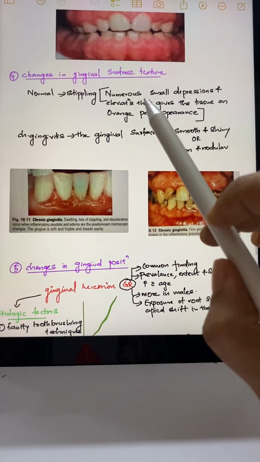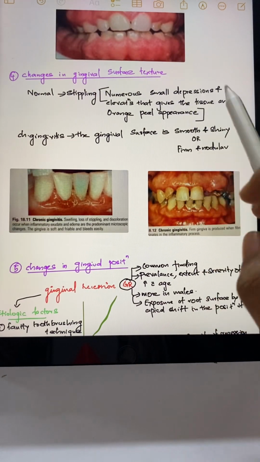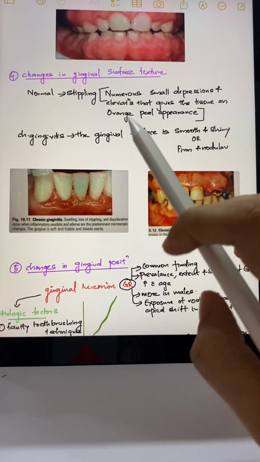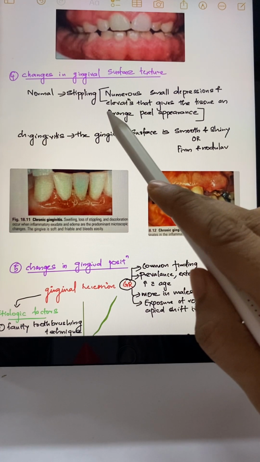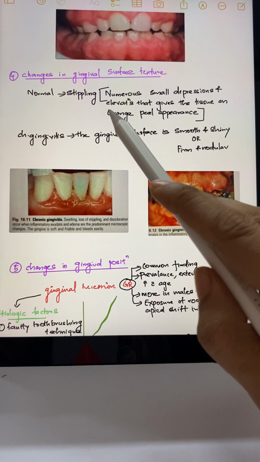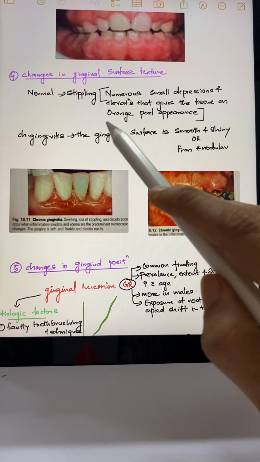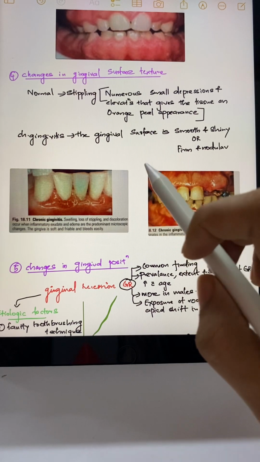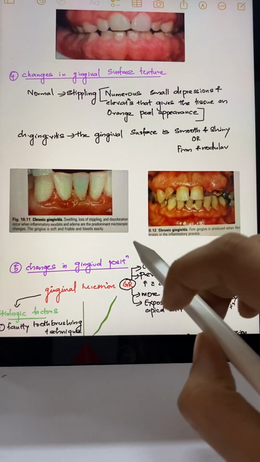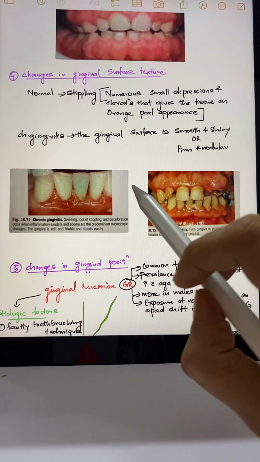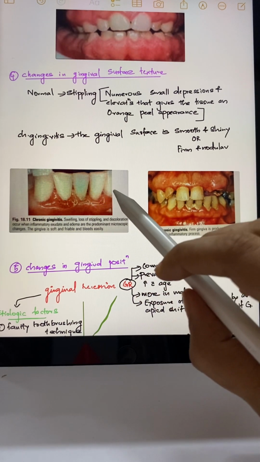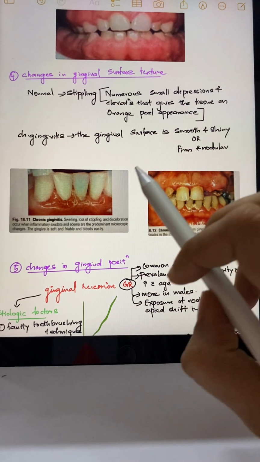Then changes in the gingival surface texture. So we know in the normal case we can see stippling of the gingiva. Actually this is many small depressions and elevations which give the tissue an orange peel appearance, whereas in the case of chronic gingivitis the gingival surface is smooth and shiny, or sometimes firm and nodular.